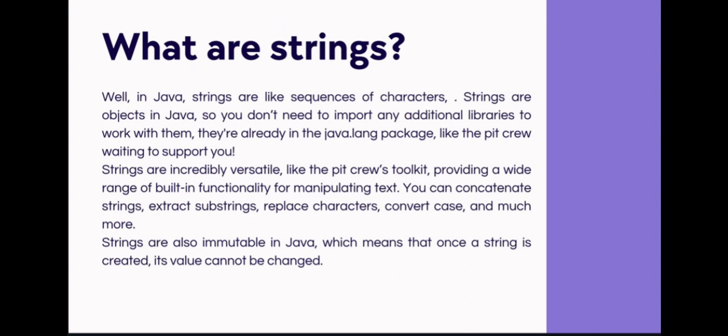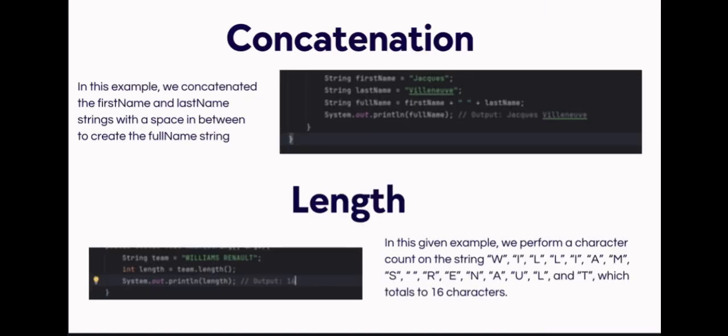Strings are incredibly versatile and provide a wide range of built-in functionality for manipulating text. You can concatenate strings, extract substrings, replace characters, convert cases, and much more. Strings are also immutable in Java, which means that once a string is created, its value cannot be changed. We can, of course, modify it, but we cannot change it.